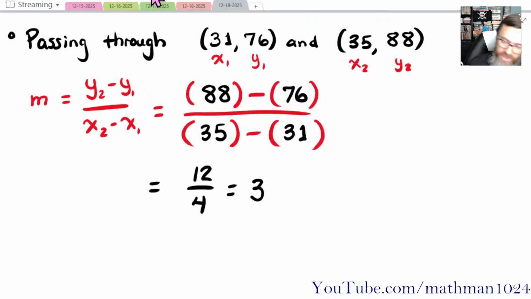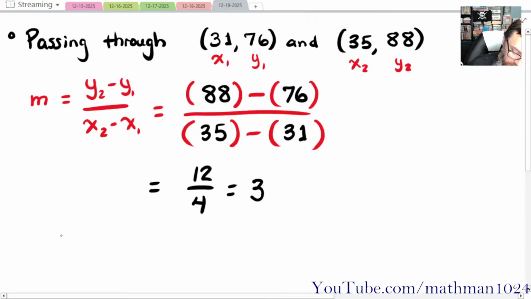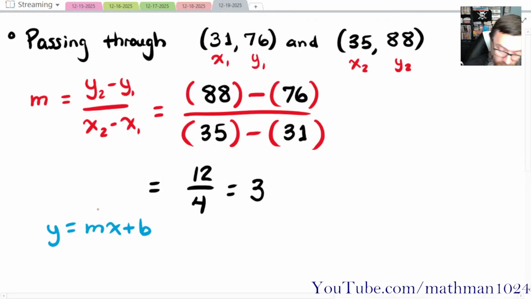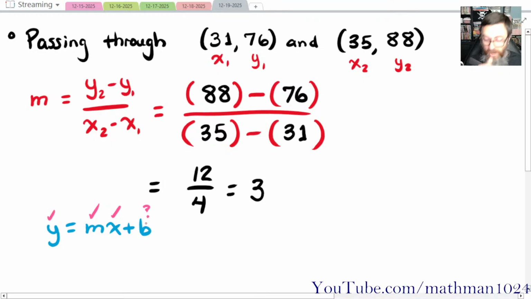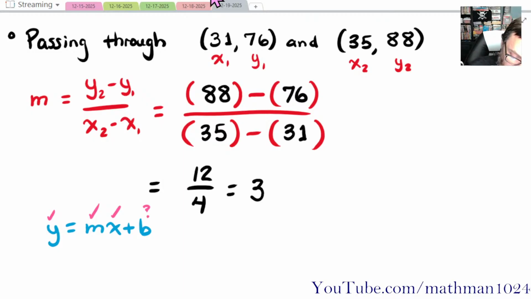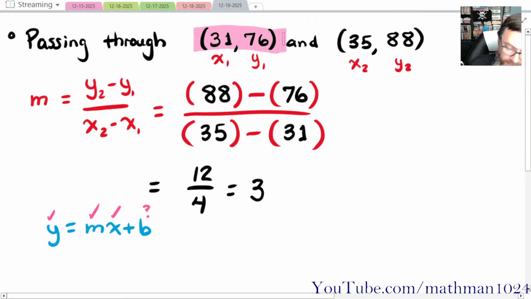And now we're going to do just what we've done on the previous page. Let's go back to y equals mx plus b. I need to find my b value. I don't have that, but now I have my slope. And I can choose either of these original points as my x and y, so I can plug that in and find my b value. Frankly, I don't care which one you use. You probably want to use the one that has the smaller numbers. So I'm going to choose this guy right here.